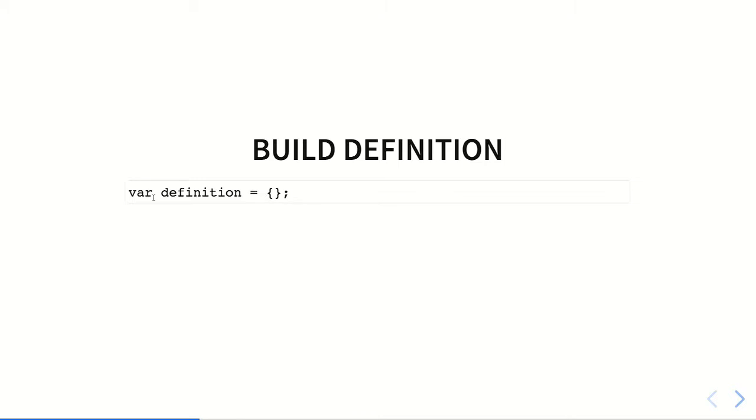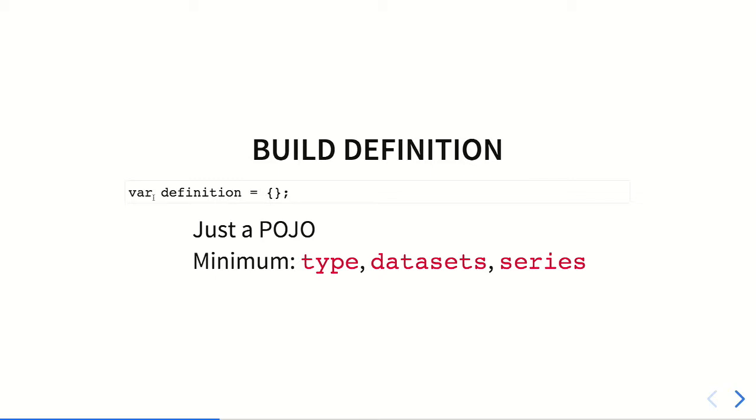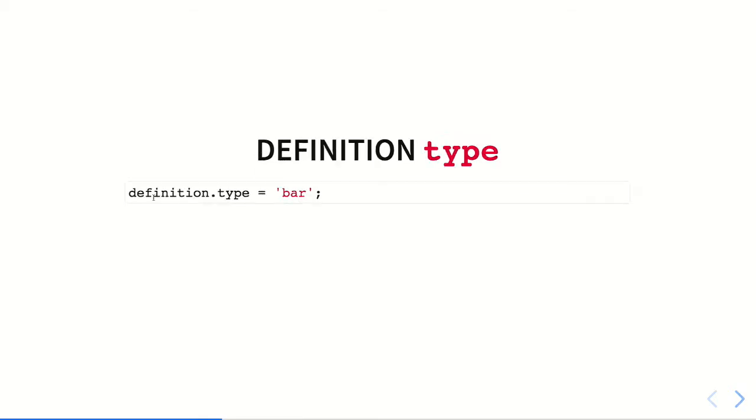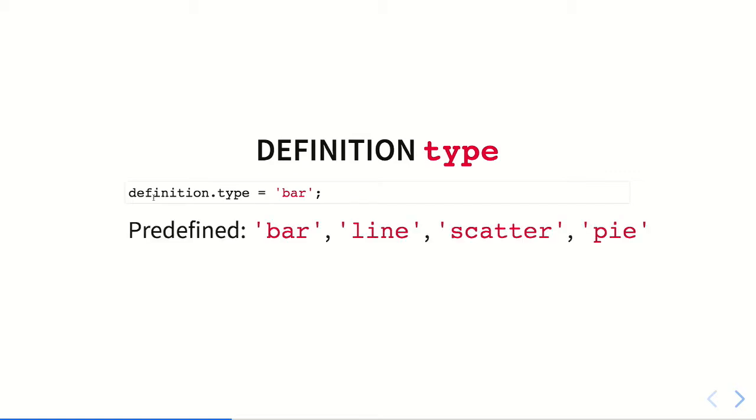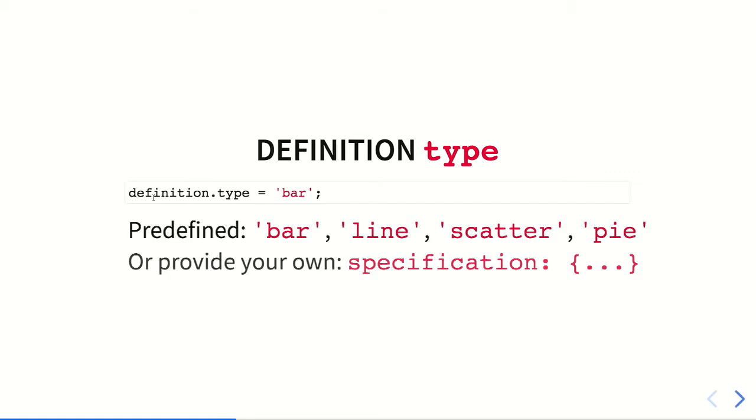So let's go back to that definition. It's just a POJO, a plain old JavaScript object. It has to have three things at a minimum: type, datasets, and series. Type is, like I said, these built-in predefined types such as bar and some others that you might be familiar with. You can also provide your own specification, which would be a JSON definition specification. We'll talk about that later.